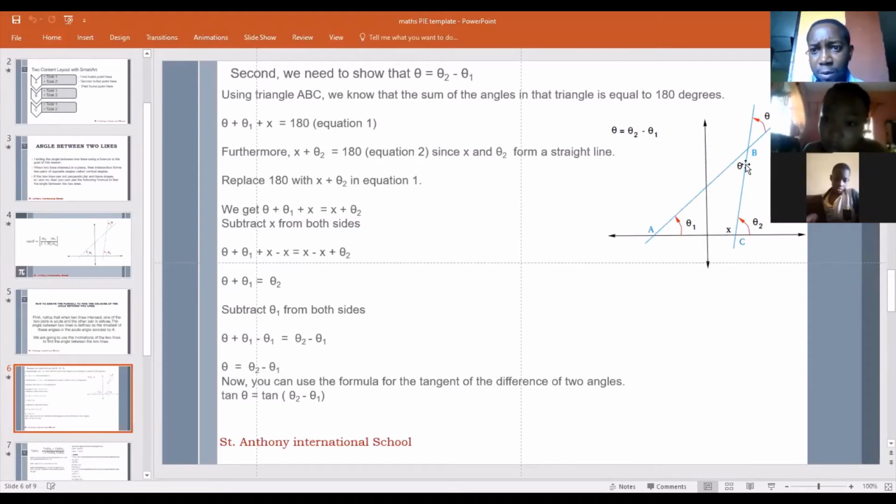Yes, I can. Good. So this theta that is up here beside the B, plus theta 1 here that is beside the A, plus x, all these ones that are inside the triangle. All of them, you equate them to 180 degrees.